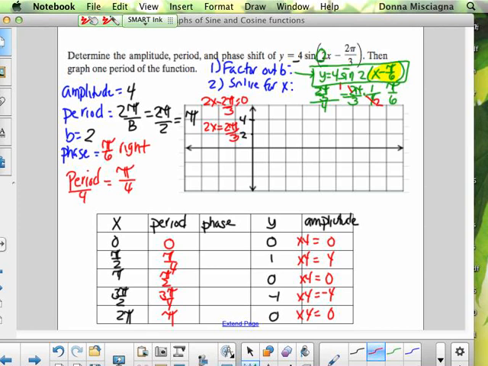And then to get rid of the 2, it's kind of hard to divide a fraction by 2, right? It's much easier to just multiply by half. So we'll multiply both sides by half. So now this is x. And then this would be 2 pi.